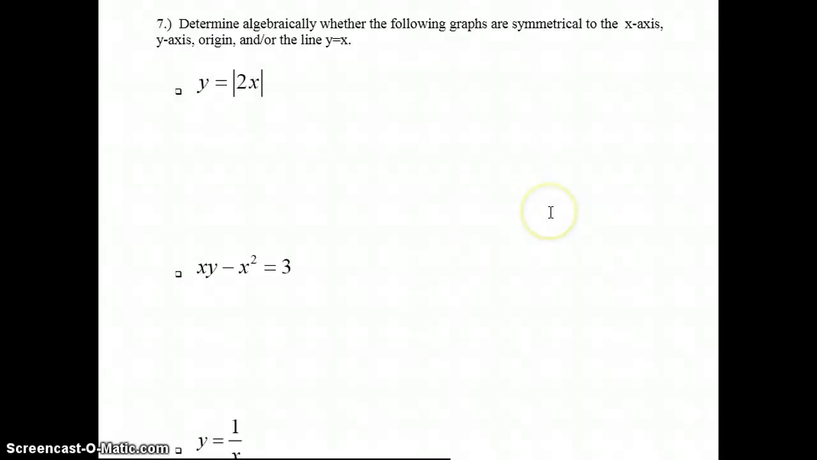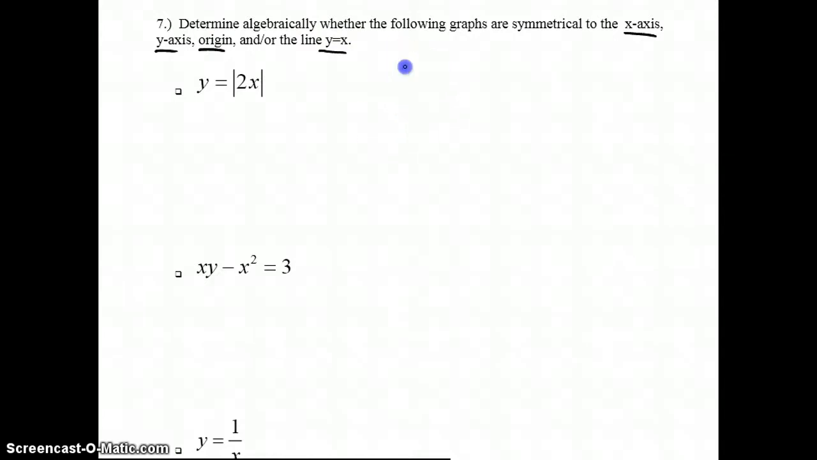Okay, this is page 3 of the Chapter 1 review. The problem asks us to determine algebraically whether the following graphs are symmetrical to the x-axis, the y-axis, the origin, and/or the line y equals x. So let's review what that means.